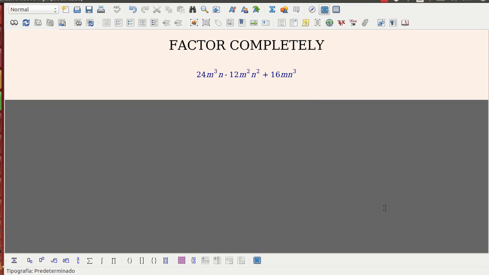Hello! I'm gonna tell you how to factor completely a trinomial. This is the trinomial we're going to factor: 24m cubed n minus 12m squared n squared plus 16m n cubed. And first we're going to factor out the GCF.